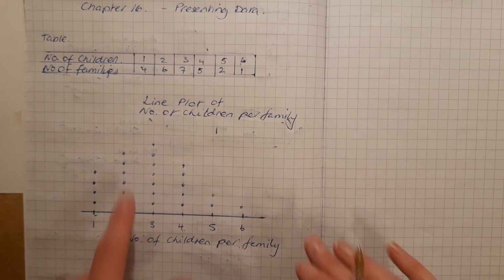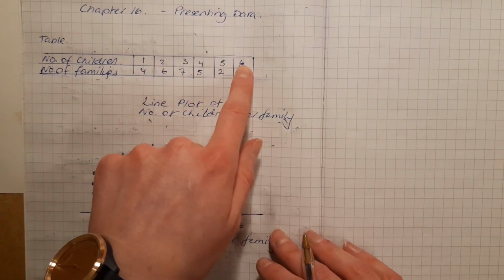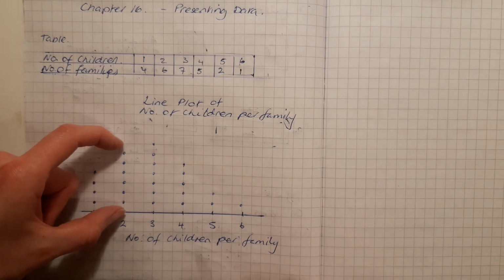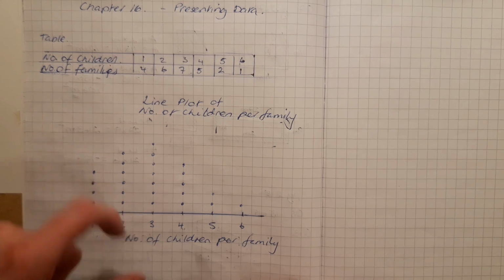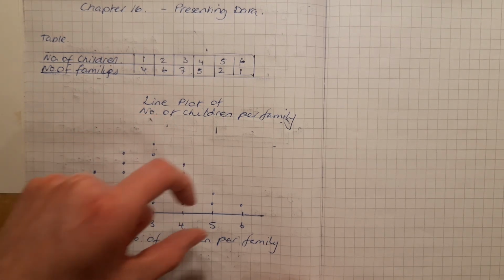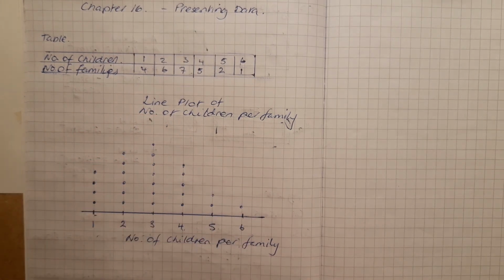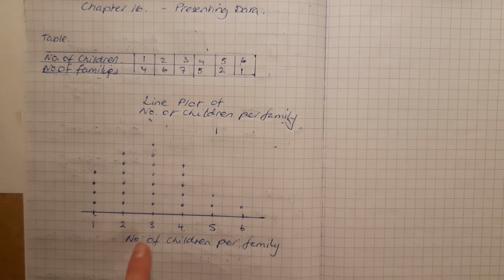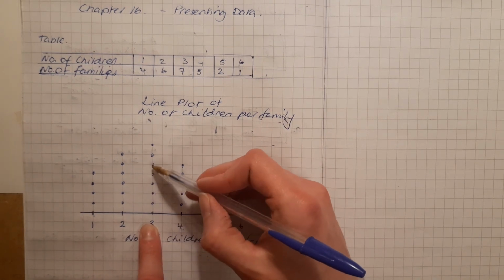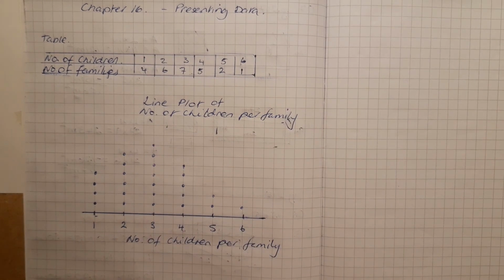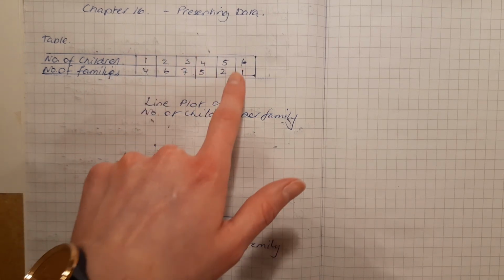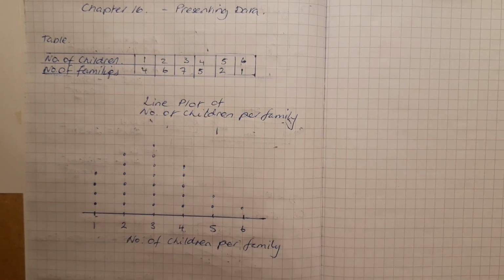Okay, so very easily, reading from the table, you can see straight away there are 4 that have 1 child, 6 that have 2, 7 that have 3, 5 that have 4, 2 that have 5, and 1 that has 6. And that's being able to read a table. Sometimes you might be asked a question on it, like how many families have 3 children in it, and then you just count up 1, 2, 3, 4, 5, 6, 7. You'd be able to give the answer of 7. So that's what a line plot is. You draw a line and you're presenting the data that you're given from a question. Sometimes you might be asked questions on it.